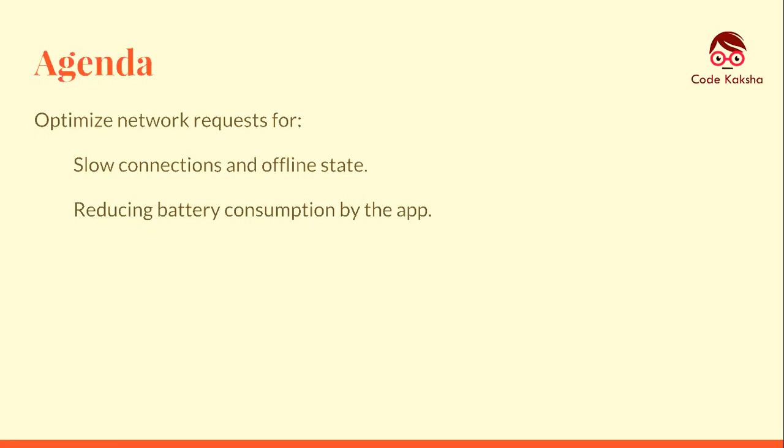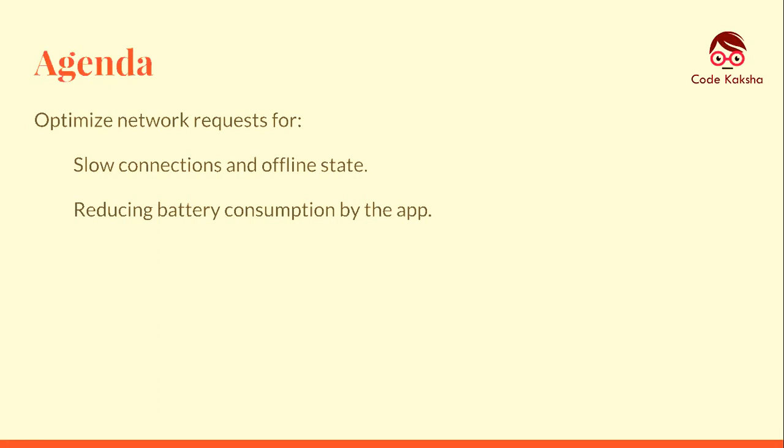One is slow connections and offline state, to make our app usable, as well as to make our UI and user interaction best for slow connections and offline states. In countries like India, we have moved on to 4G, but still in most of the areas 2G and 3G is prevalent. So we have to take care of those situations also.